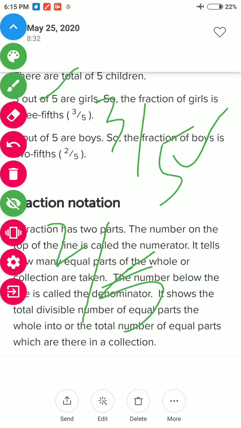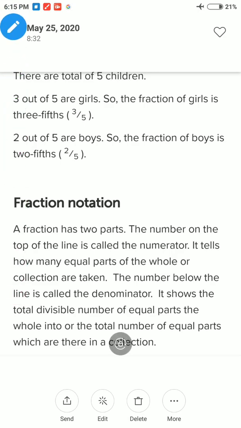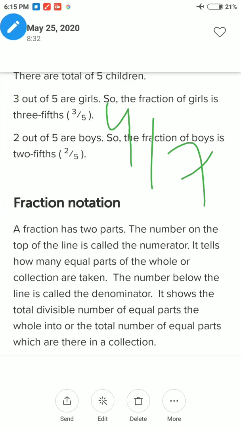Now dear students, fraction notation. A fraction has 2 parts. For example, here it is 4 divided by 7. A fraction has 2 parts. The number on the top of the line, this is the line, is called the numerator, or we can say that the upper part of the fraction is called the numerator. And the number which is below the line, that is 7, is called the denominator, or we can say that the number which lies below the line is called the denominator.